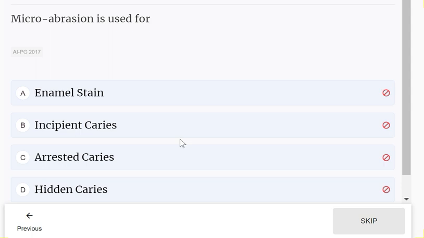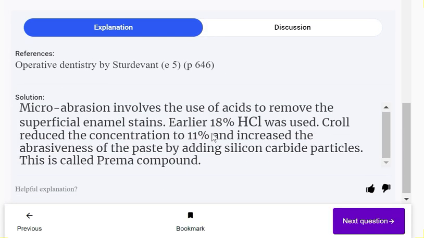Microabrasion is used for enamel stain, incipient caries, arrested caries or hidden caries. Microabrasion is used for enamel stain. It involves the use of acids to remove the superficial enamel stains. Earlier, 18% hydrochloric acid was used. Crowell reduced the concentration to 11% and increased the abrasiveness of the paste by adding silicon carbide particles. This is called Prema compound.